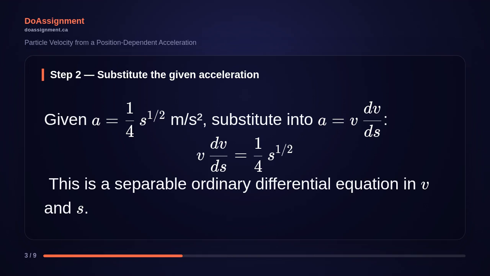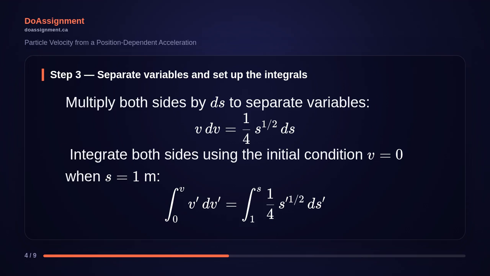We substitute the given acceleration expression into the kinematic identity, giving us v times dv/ds equals 1/4 times the square root of s. This is a separable differential equation in v and s. We separate variables to get v dv on the left and 1/4 root s ds on the right.